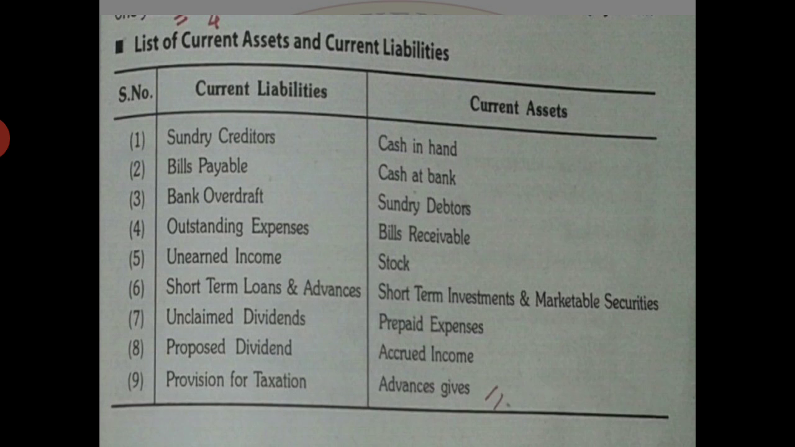Then current assets: cash in hand, cash at bank, sundry debtors, bills receivable, stock, short-term investment and marketable securities, prepaid expenses, accrued income, and advance given. So this is the list. It is very useful for you to solve a numerical.